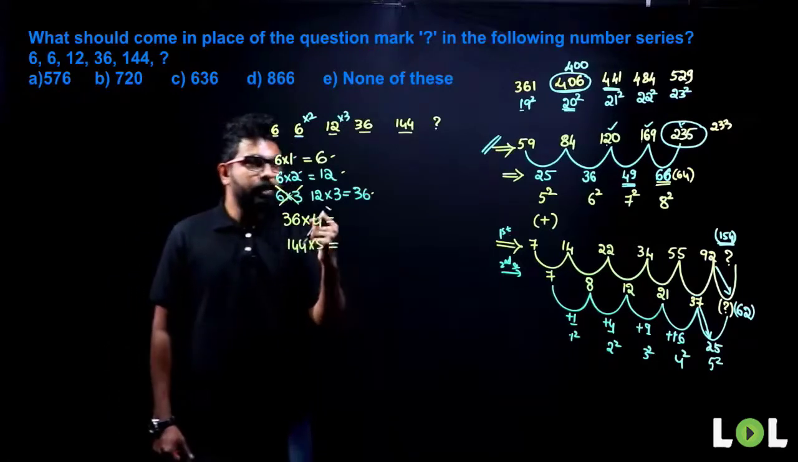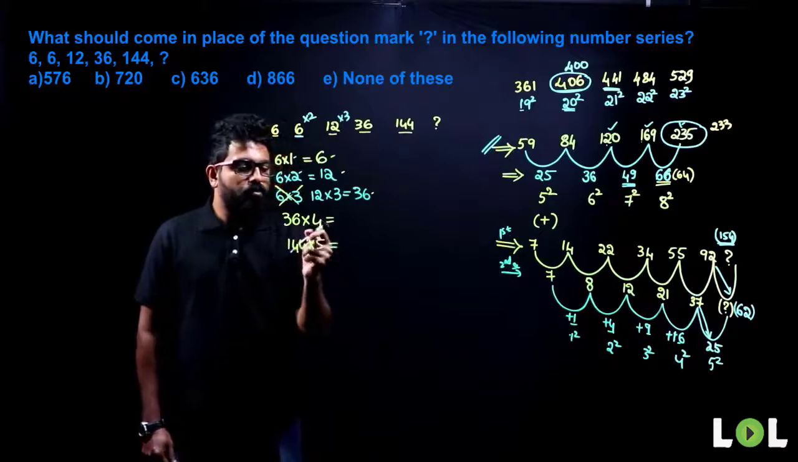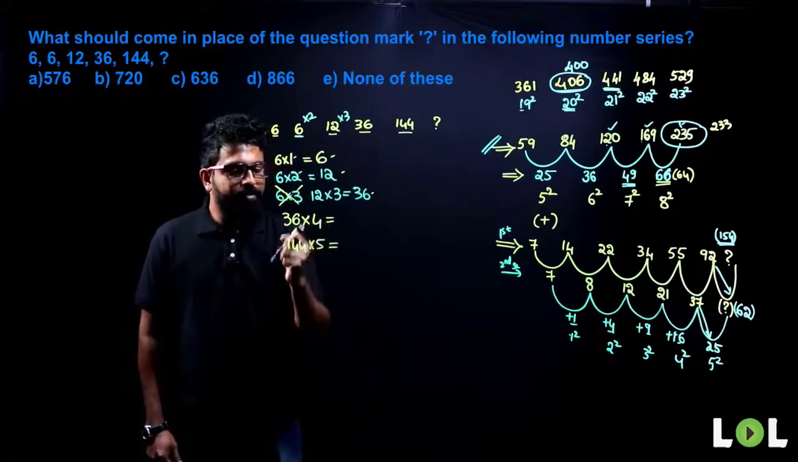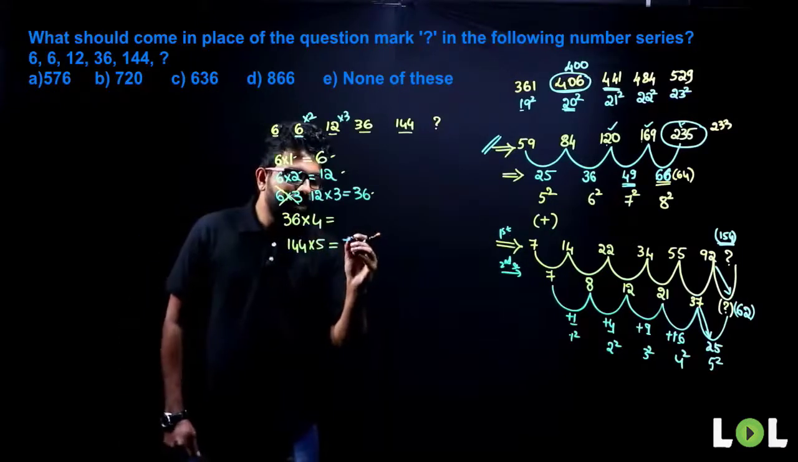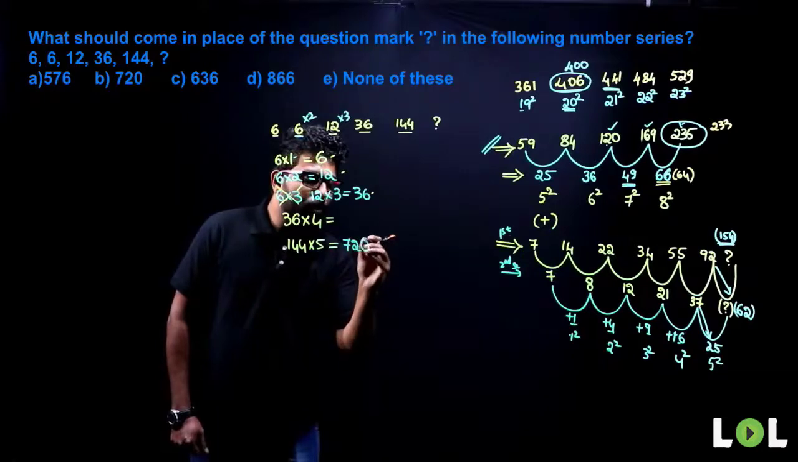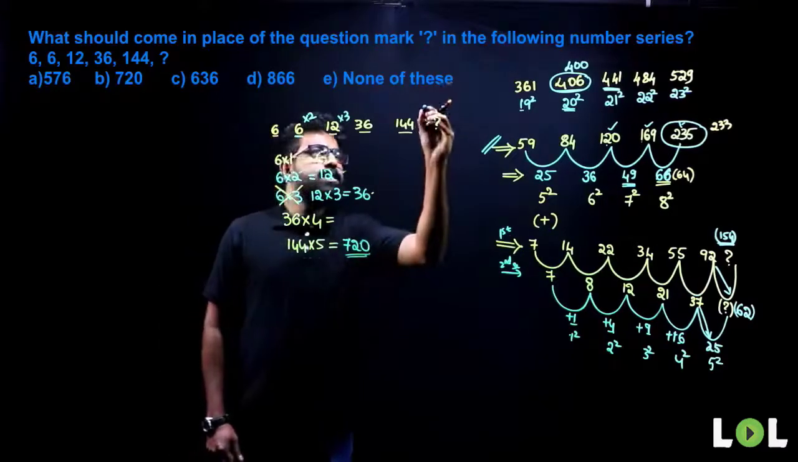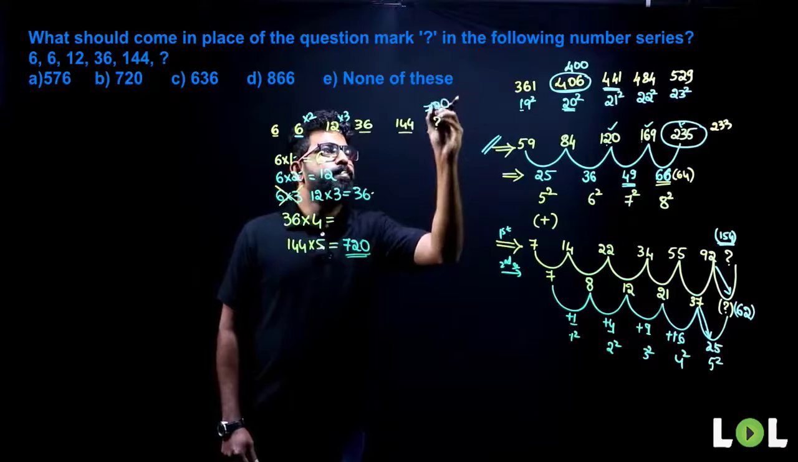What do I get if I multiply 144 with 5? 5 into 100 gives me 500. 5 into 40 gives me 200. So totally it gives me 700. Plus 5 into 4 gives me 20. So my final answer here would be 720. So the missing term here is 720.